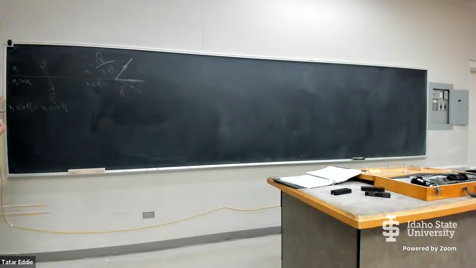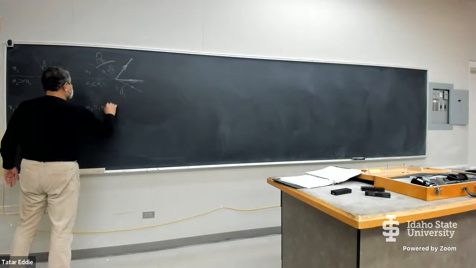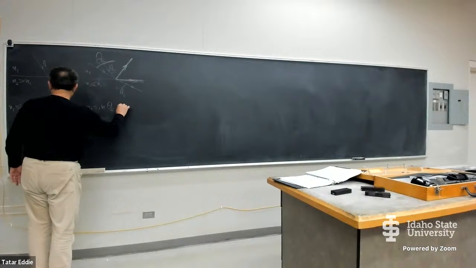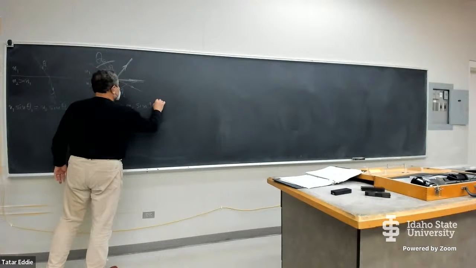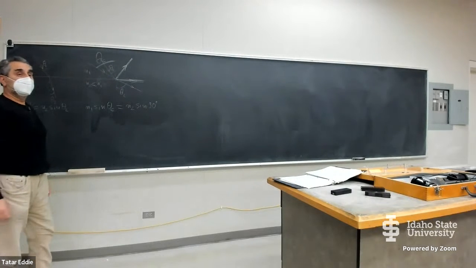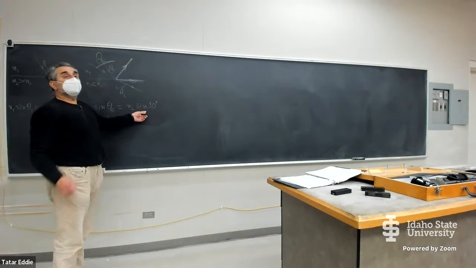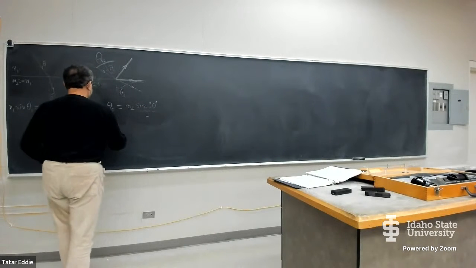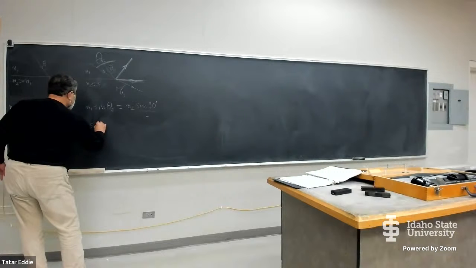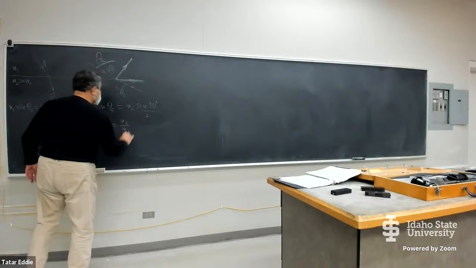Let's calculate the critical angle. So you want n1 times sine of this critical angle to be equal to n2 times sine of 90 degrees. Right? This is what you want for the critical angle. But sine of 90 degrees is equal to 1, right? And therefore, the critical angle has sine equal to n2 divided by n1.